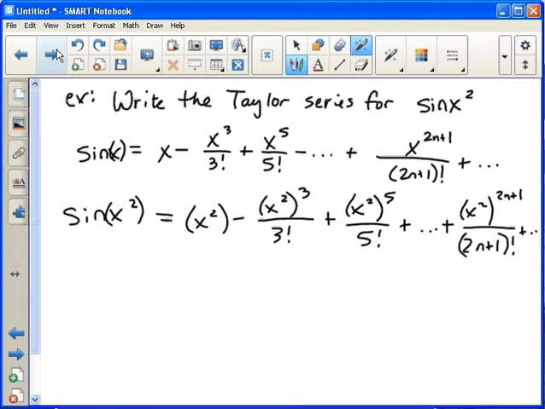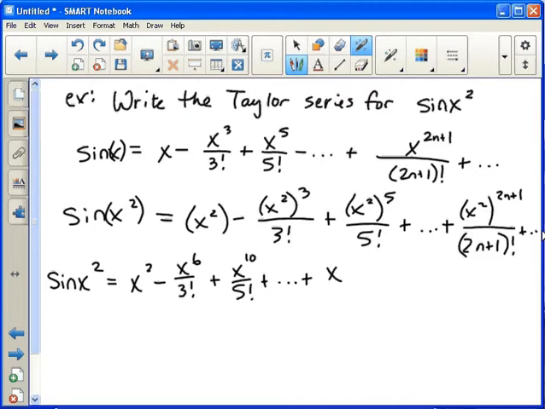Okay, and just for general purposes, we'll plan on doing the first 3 terms and also the general term. So don't leave it like this. Go ahead and simplify your exponents, and you'll have x squared minus x to the 6th over 3 factorial plus x to the 10th over 5 factorial, and then the general term would turn into x to the 4n plus 2 over 2n plus 1 factorial. And that would be your answer.